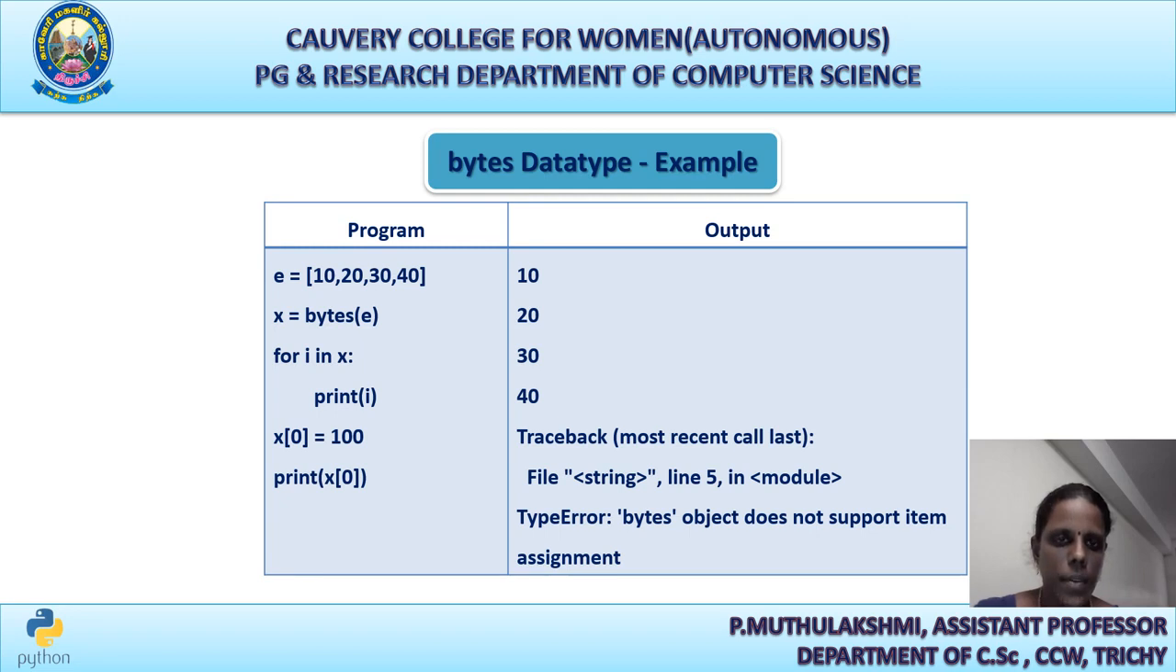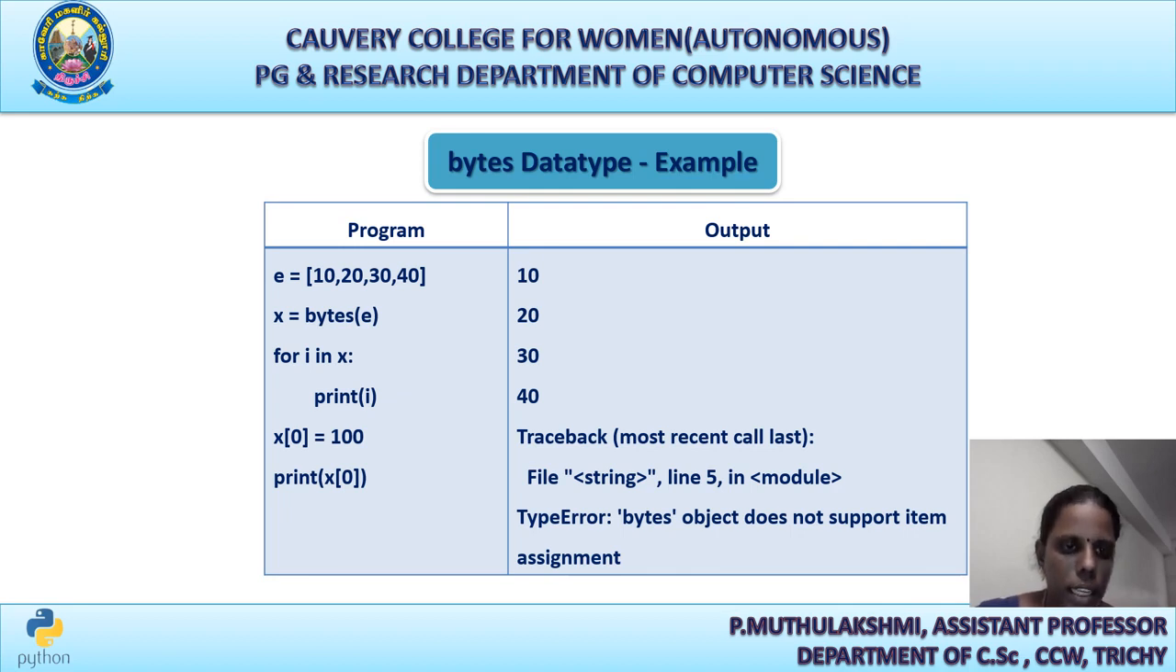This is an example for the byte data type. Here, E is equal to [10, 20, 30, 40], and x is equal to bytes(E). The bytes function is used to convert the given value into the bytes data type. If you want to print each and every element in the bytes data type, we can use the for loop. for i in x: print(i), which prints the values 10, 20, 30 and 40.